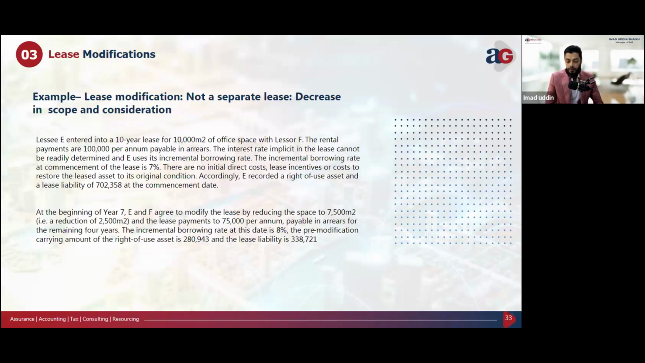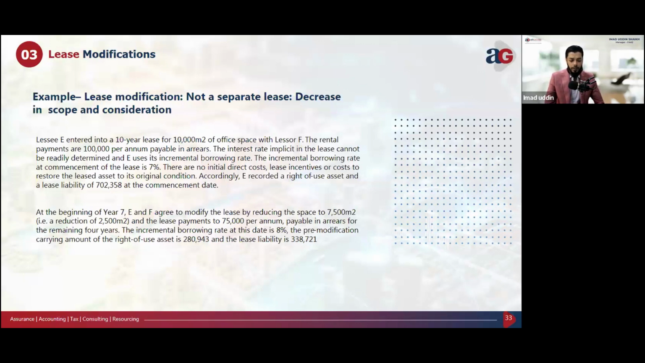However, when we reached year 7, at the beginning of year 7, the two parties agreed to reduce the space to 7,500 meters square. So we are reducing the space from 10,000 meters square to 7,500 meters square, which is around a 25% reduction in the space. The new discount rate is now 8%. And at the date of modification, the carrying value of the right of use asset was 280,000 and the lease liability is 338,000. Now, what do we do about this?